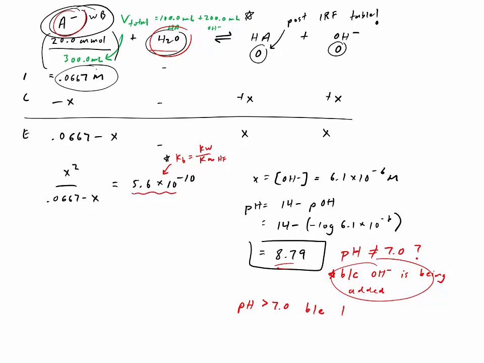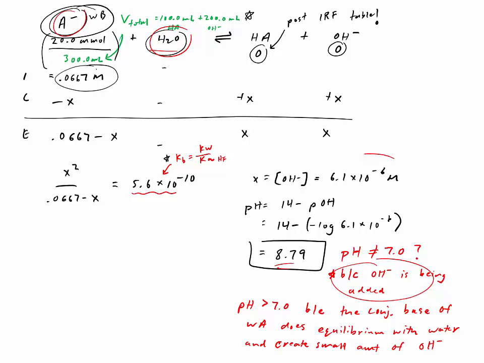So the pH is greater than 7 because the conjugate base of the weak acid does what all conjugate bases of weak acids do. They do equilibrium with water and create a small amount of OH, which is exactly what happened. So you created a little bit of that, and you shifted this to being not neutral. Neutral would be 1 to the negative 7th, so you shifted it to be greater than that.